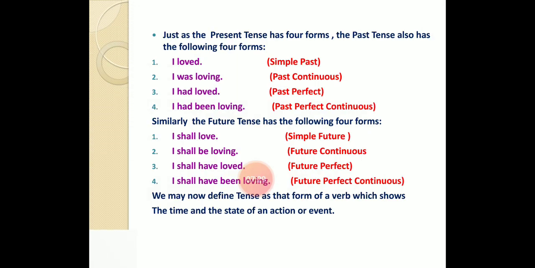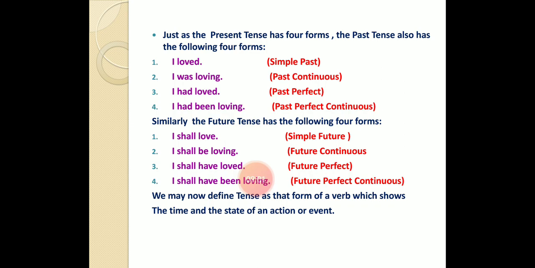Just as the present tense has 4 forms, so the past tense also has the following 4 forms. I loved, simple past or past indefinite. Second example, I was loving. This is the example of past continuous tense. Third, I had loved. This is the example of past perfect tense. And fourth, I had been loving for 2 hours.